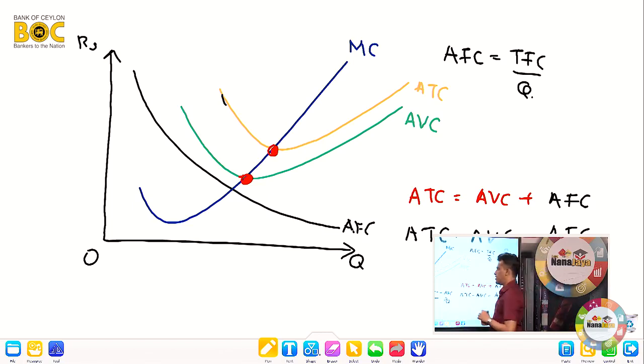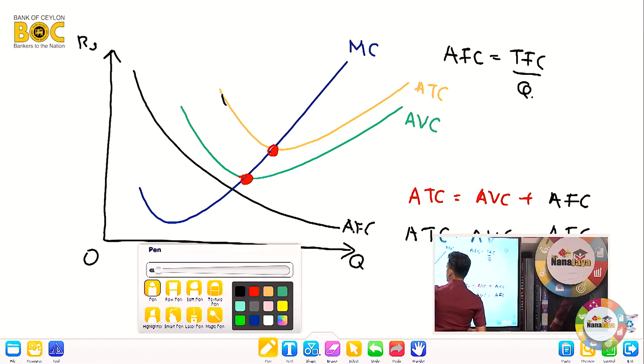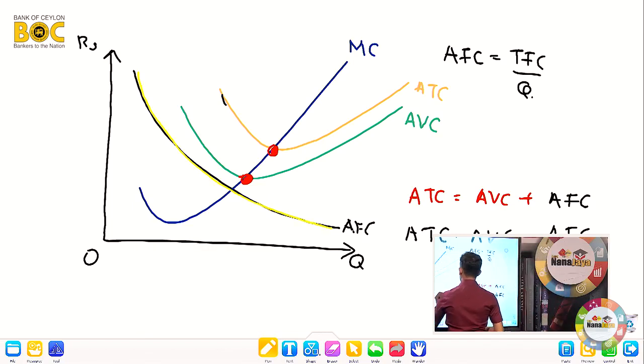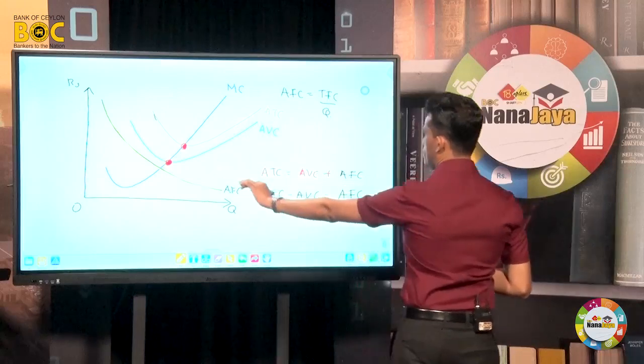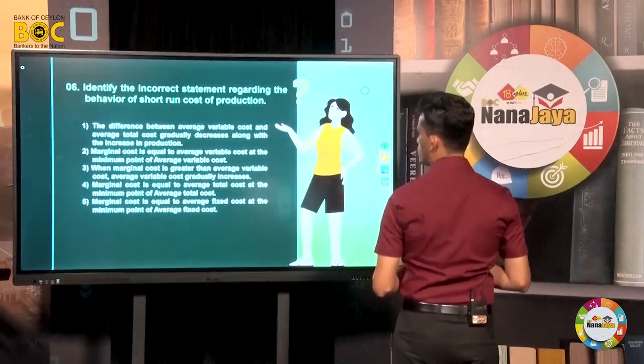Even though the average fixed cost is continuously decreasing like this, it is not becoming zero at any point, because the total fixed cost is there at any output. So when you divide that by a certain quantity, you can get 0.0 something, but you cannot get 0 as your answer. As average fixed cost never becomes zero, the AVC curve and the ATC curve do not intersect with each other. So this is how we can explain the behavior of the short run average cost curves.